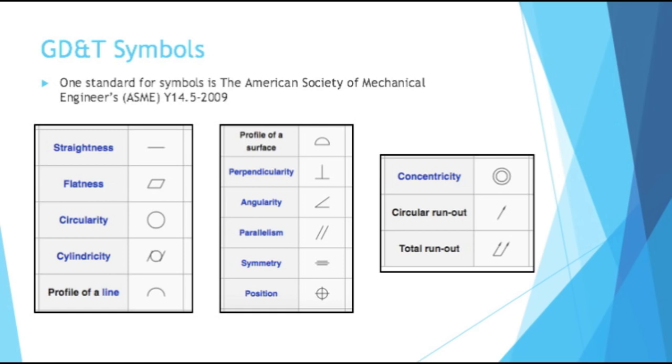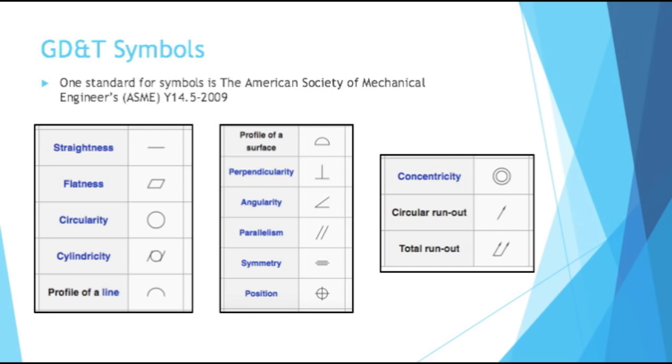Alright, so flatness was just one example of the GD&T symbol. One standard for symbols is the American Society of Mechanical Engineers, ASME, Y14.5 2009. So here are some examples of symbols you might see on a GD&T print. There is straightness, which is a flat line. You have flatness, which is in reference to a surface. You have circularity, which is 2D, a lot like straightness. Then you have cylindricity, which is more of a plane, like flatness. So there's a lot of similarities there. You have profile of a line, which is talking about a curve. You have profile of a surface, which is talking about a whole curved plane.